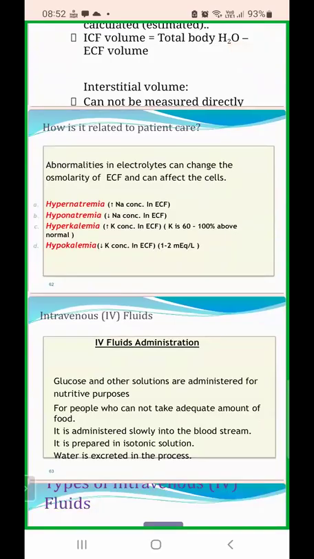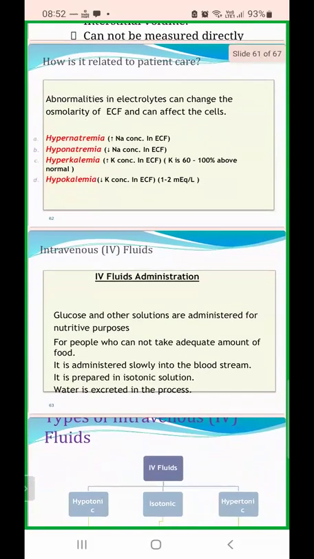Abnormalities in electrolytes can change the osmolarity of the ECF and they can affect the cell. Hypernatremia is an increase in sodium concentration in ECF, and hyponatremia is a decrease in sodium concentration in ECF. Hyperkalemia is more potassium concentration in ECF, and hypokalemia is less potassium concentration in ECF.